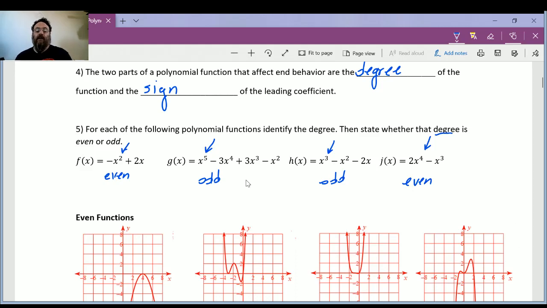Anyway, so I looked at the leading coefficient. Looking at the exponents for each of the first terms, they're in standard form. This is 2, which is an even number. That's 5, an odd number. There's 3, an odd number. And 4 is an even number.